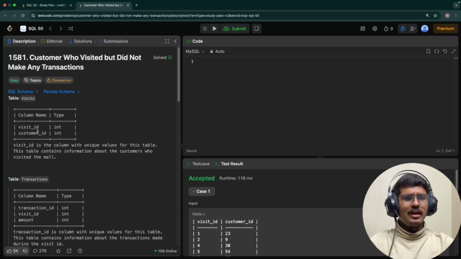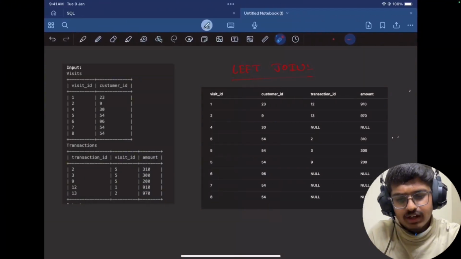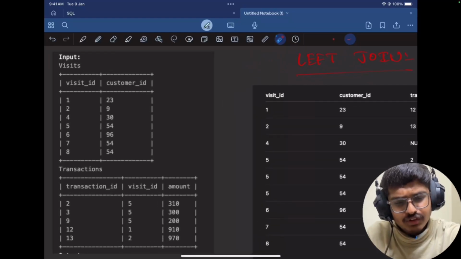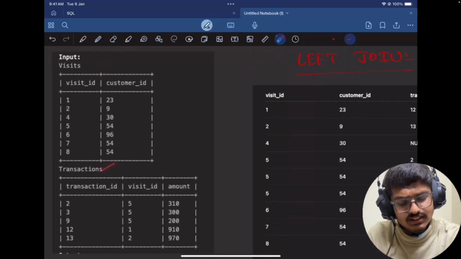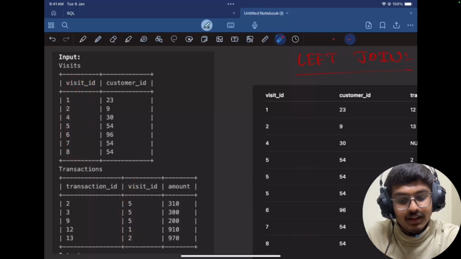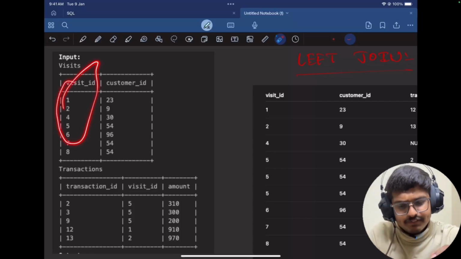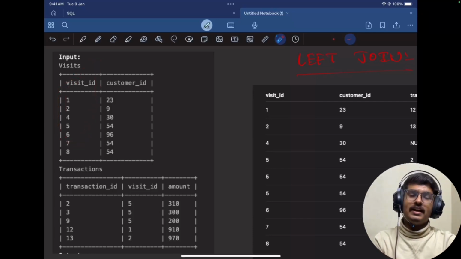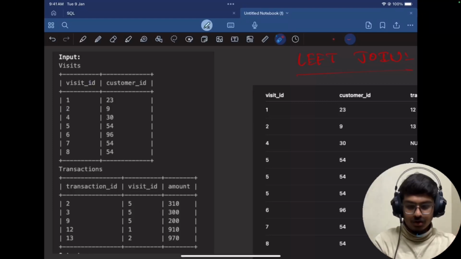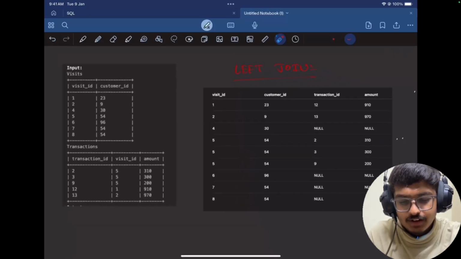If I show it diagrammatically, we have the visits table and the transactions table. Visit id is the common attribute between them. I apply a left join because I want every visit id, and then I check whether that visit made any transaction or not. So I apply a left join over the common attribute visit id. What happens if I do a left join?